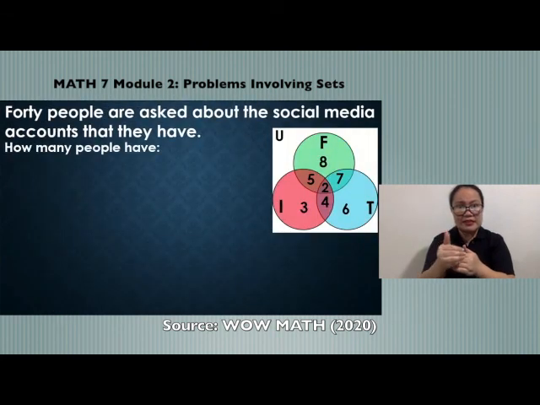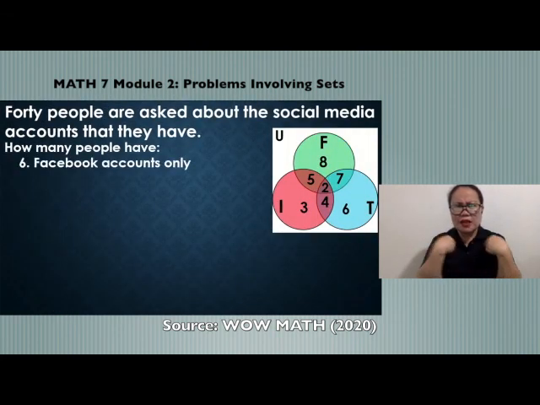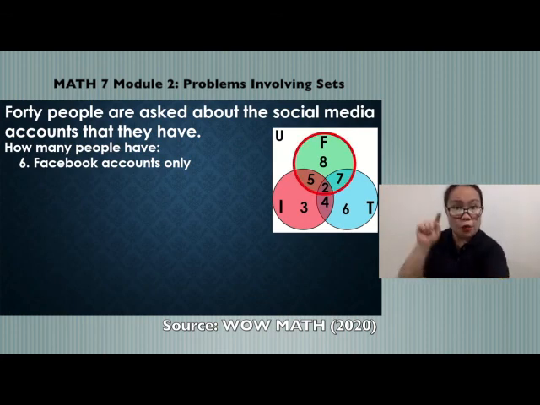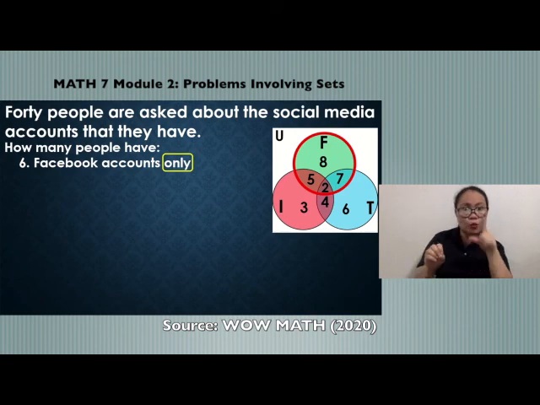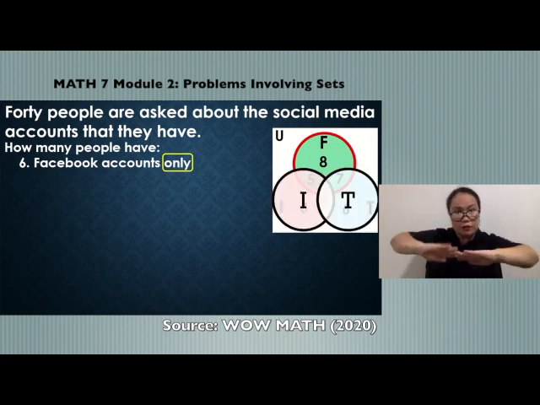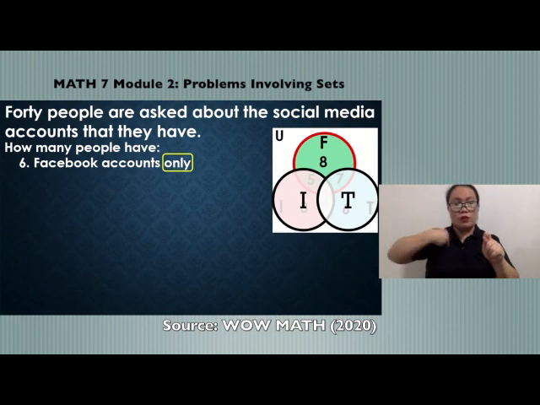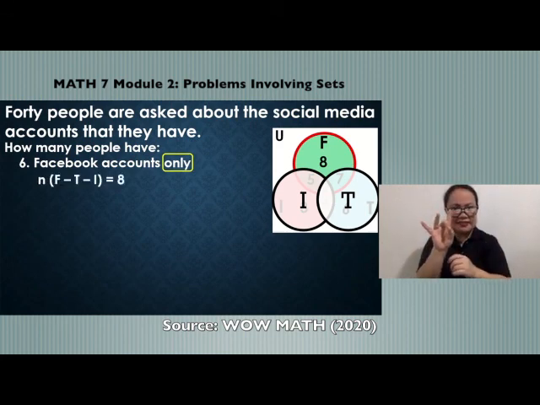Next, how many people have Facebook accounts only? Now, kung ang tinatanong ay Facebook accounts, ito yon. But since we have the word only, ibig sabihin, take away. Yun lang. Facebook lang dapat. Walang Instagram, walang Twitter. So, we will cover up Instagram and Twitter. So, therefore, we will only have, so tatanggalin natin yung Instagram and Twitter, that is only 8.